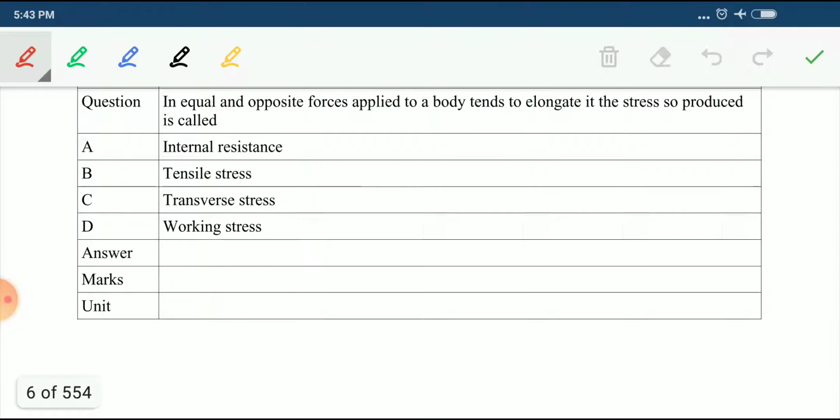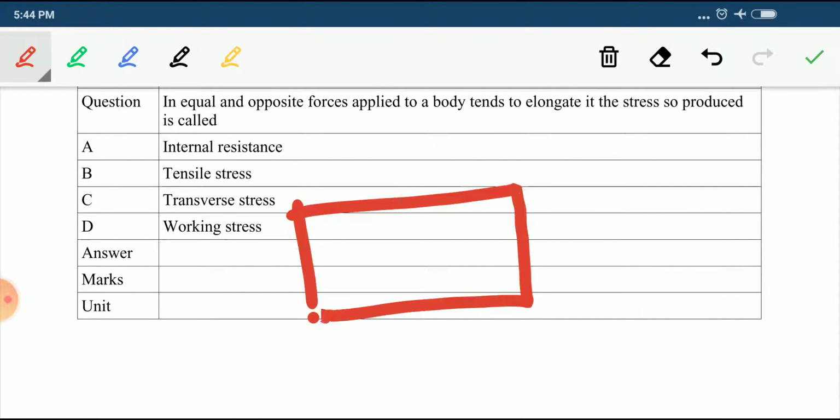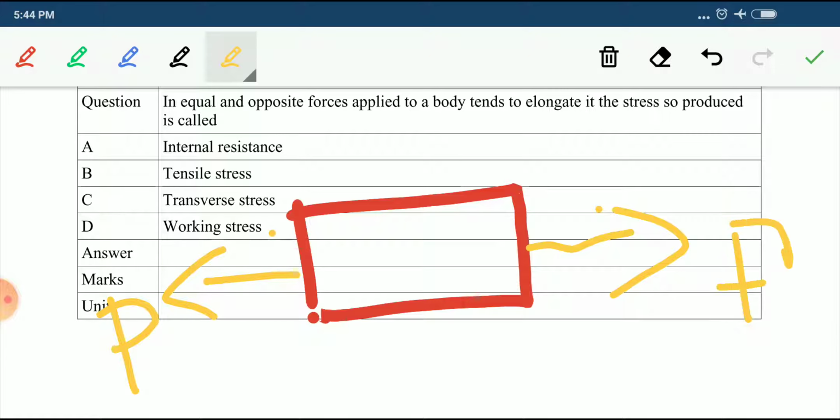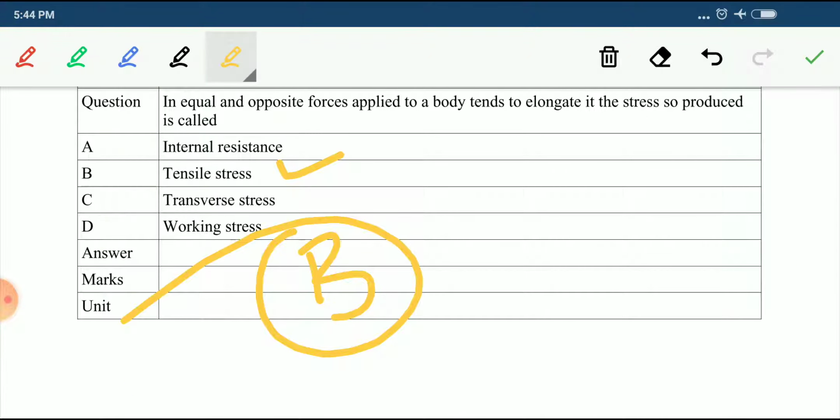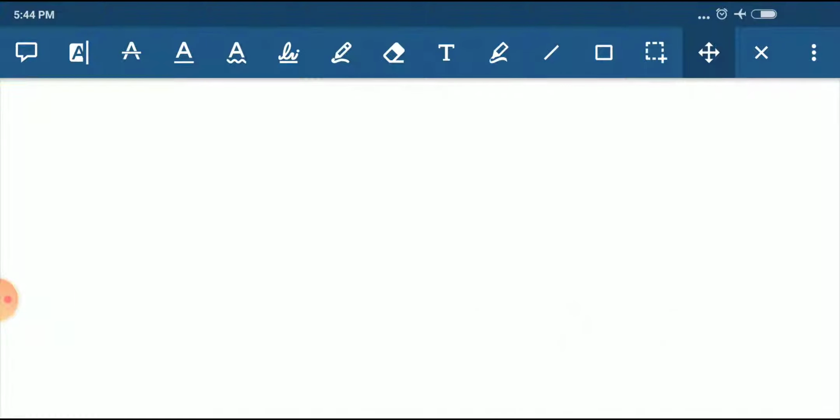If equal and opposite forces are applied to a body tending to elongate it, the stress produced is called. Usually, what is it telling? Equal and opposite forces. Say P and P are equal forces acting in opposite directions. Due to this, which type of force is developing? Tensile. Get your point? Due to tensile force, which type of stress will be developed? Tensile stress. So for this one, B is the correct answer, that is tensile stress. Next.